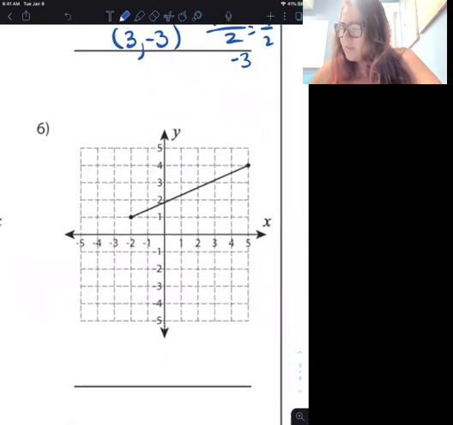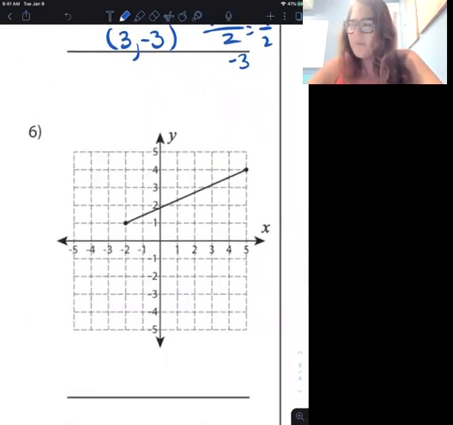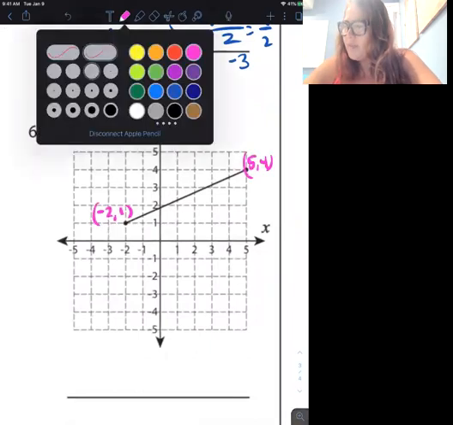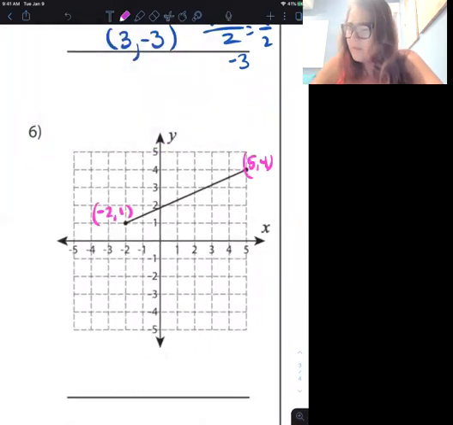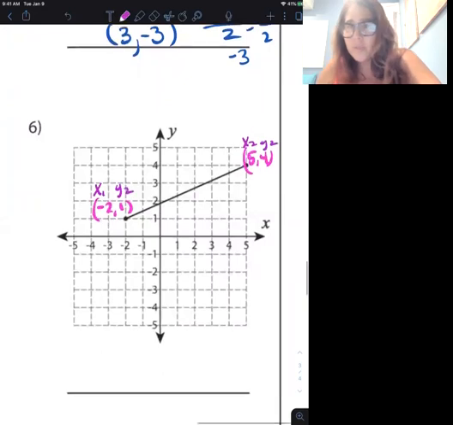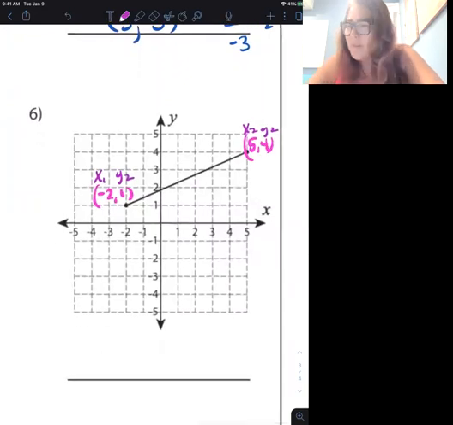Let's just do number 6 right here. So first things first, identify your points. This is at -2, 1. This guy up here is at 5, 4. And then I'm going to label them x1, y1, x2, y2. And I'm going to go ahead and use the formula, just plug them in, adding up the x's, dividing by 2. You guys can do this basic math.